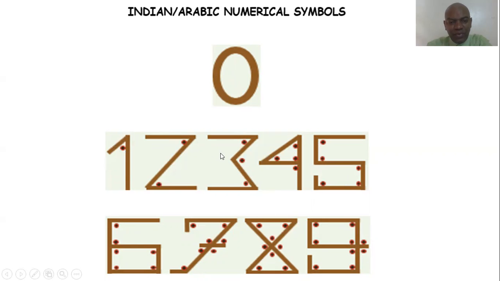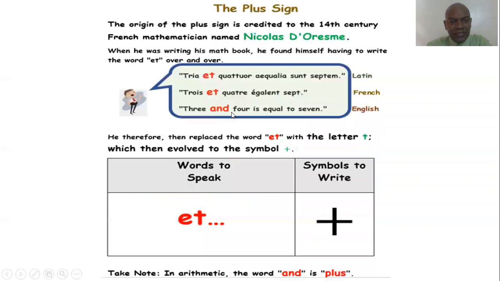So this is the symbolism that we use today for numerals, invented by the Indians and promoted by the Arabic nations. The origin of the plus sign is credited to the 14th century French mathematician Nicolas Oresme. When he was writing his math book, he found himself having to write the word et over and over. So in Latin, one would say, 3 et 4 equals 7. 3 et 4 égale 7, that's French. 3 and 4 is equal to 7, English. So the word et is and. He therefore replaced the word et with the letter t, instead of writing et every time, which then evolved to the plus symbol that we know.